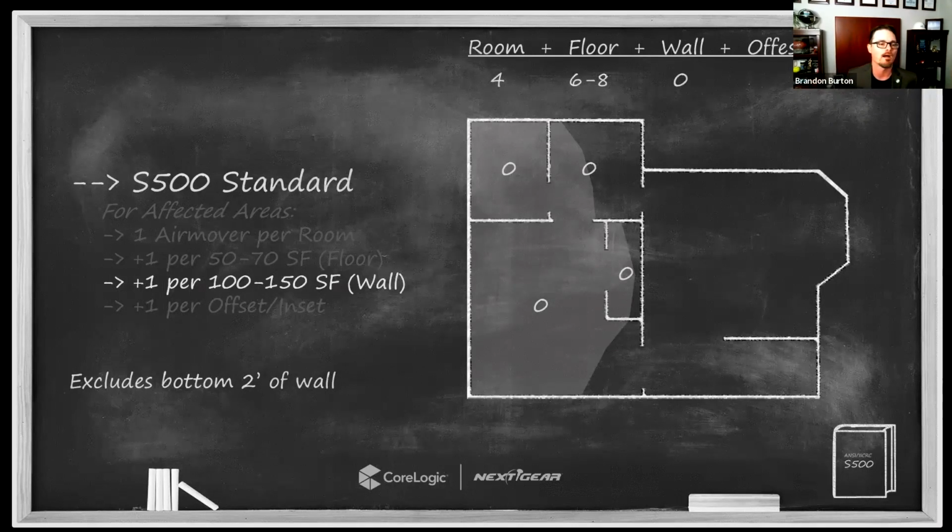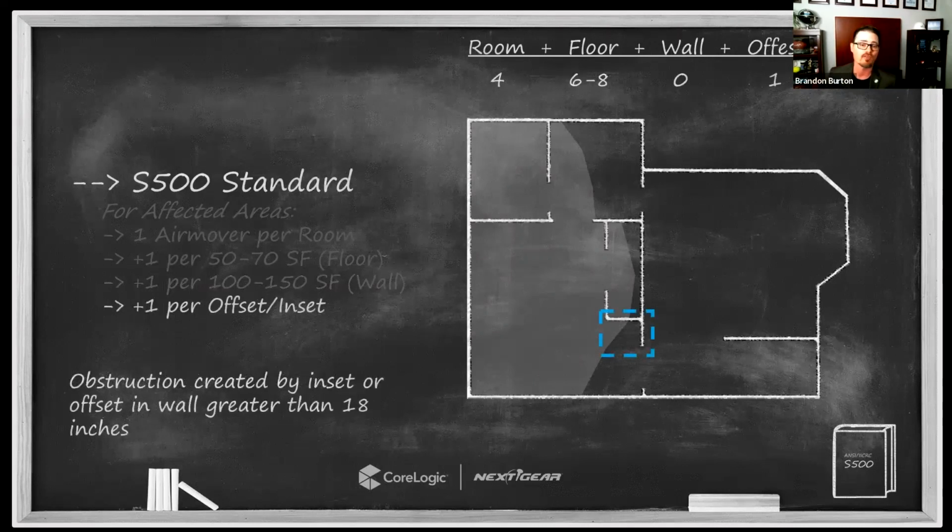Okay. Once we allow for that, the final step in the air mover calculation is to compensate for any insets or offsets. These are areas that measure greater than 18 inches in their left-right, horizontal dimension, that create an obstruction to airflow. Here I've got one of them highlighted on the screen. The closet makes an inset into the room. The length of that wall is greater than 18 inches. Therefore, it constitutes 1 additional air mover.